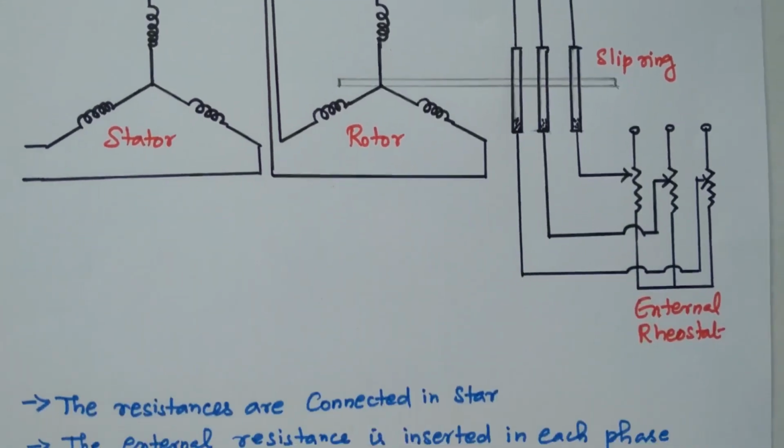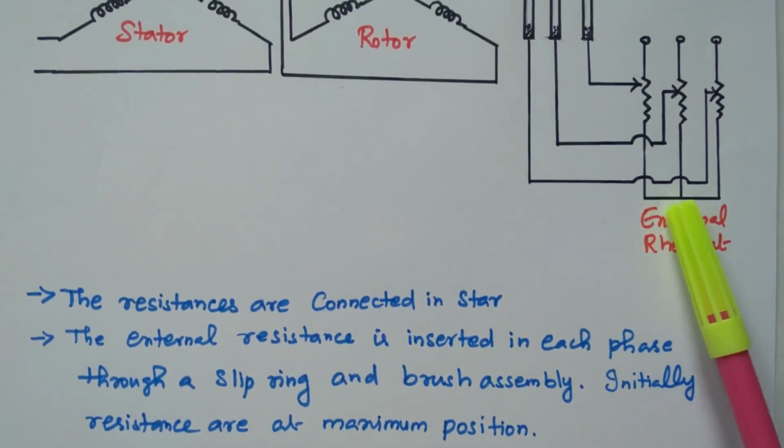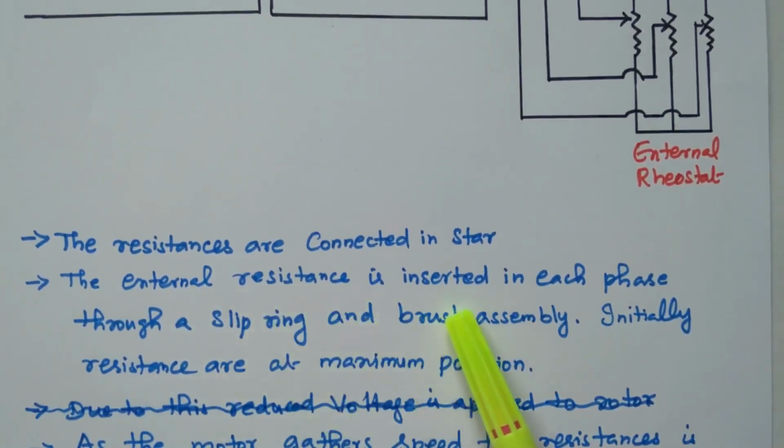I will see the description. The resistors are connected in a star connected manner. An external resistor is inserted in each phase through a slip ring and a brush assembly. Right? The external resistor is connected.